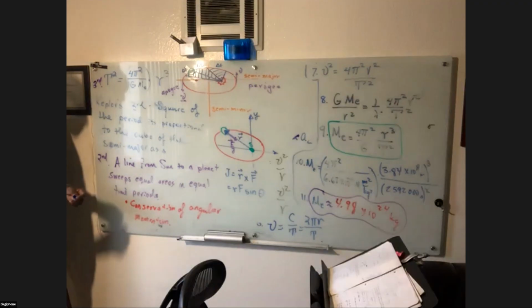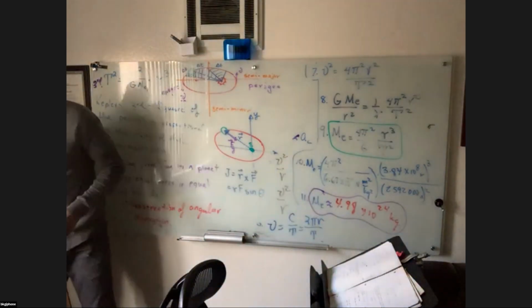So what is the angle between them? 90. I don't see how you're getting 90. How are you getting 90?